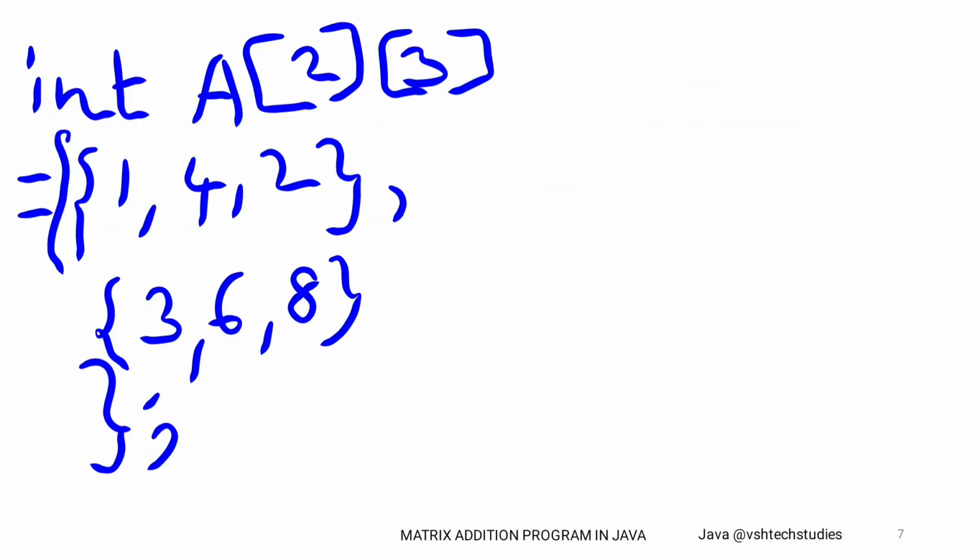Okay. Next consider array initialization. So the array name is A here. It is going to store integer type of values. So how many rows are here? 2 rows. How many columns are here? 3 columns. So these are row elements. These are another row's elements. This belongs to the first row. This belongs to the second row. So within flower brackets they will be specified. Then this is the separator.